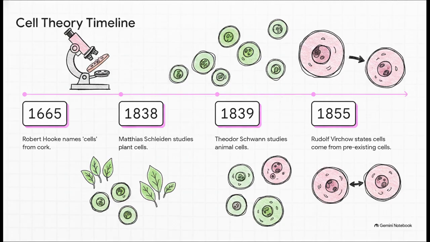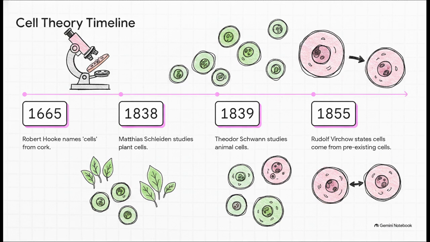He saw these tiny box-like structures that reminded him of the small, simple rooms that monks lived in. In Latin, those rooms were called cellulae. So he named them cells, and the name stuck. Fast forward to 1838, and a German botanist named Matthias Schleiden concluded that all plants are made of cells. The very next year, in 1839, a zoologist named Theodor Schwann concluded the exact same thing about animals.